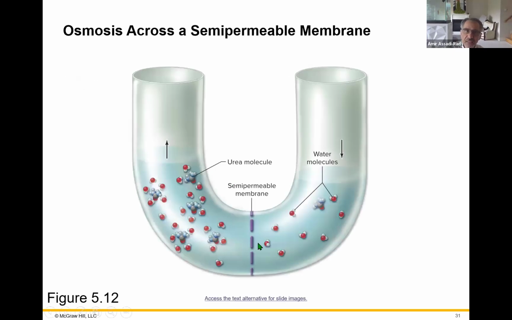Here they're showing you a diagram of a tube where there is more solute on this side than this side. So what will happen, water molecules go from this side, from high concentration to low concentration, because there is more solute here.